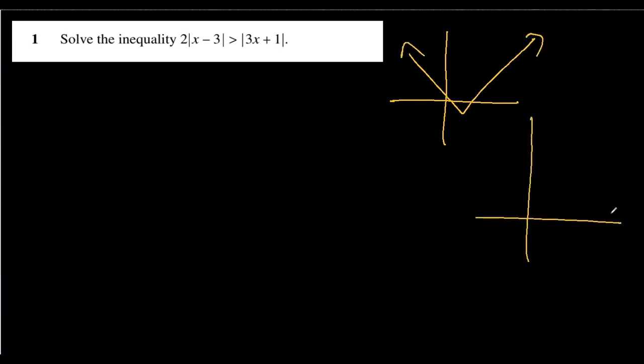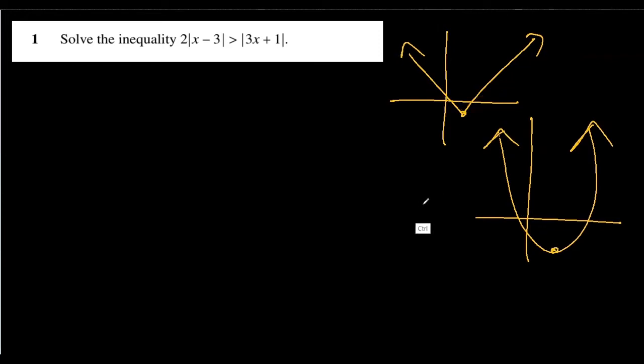Question number 1 is asking us to solve the inequality. Both sides have absolute value signs. So we note that the parent function of absolute value has a graph like this. Similarly, the graph of a quadratic is like this. So they are comparable. Both of them have a vertex, and both have the same kind of range and domain.